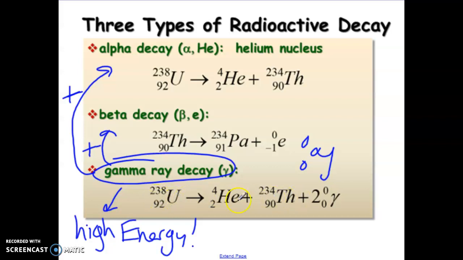So notice this reaction that's written is exactly the same as the one up here, but there's an additional product that's made, 2 gamma particles. Actually, don't even worry about the number 2. That just means there are 2 energy waves being released. What matters is that this is the gamma particle.